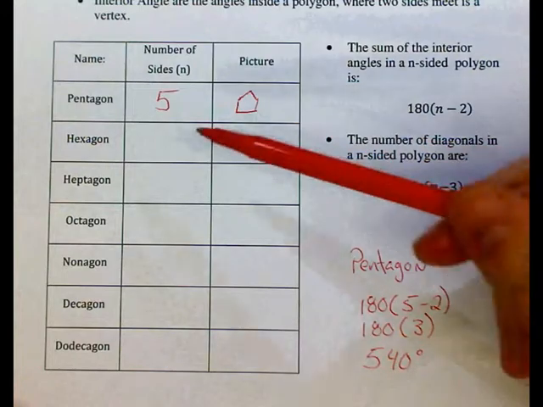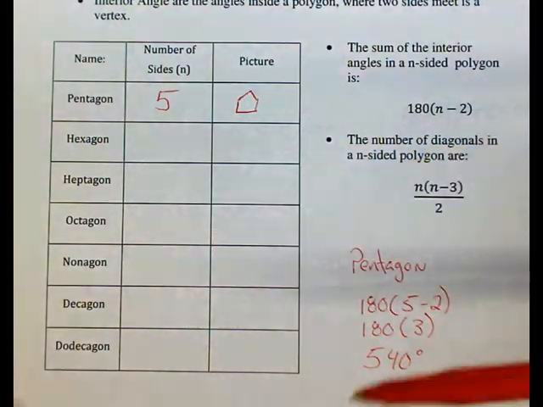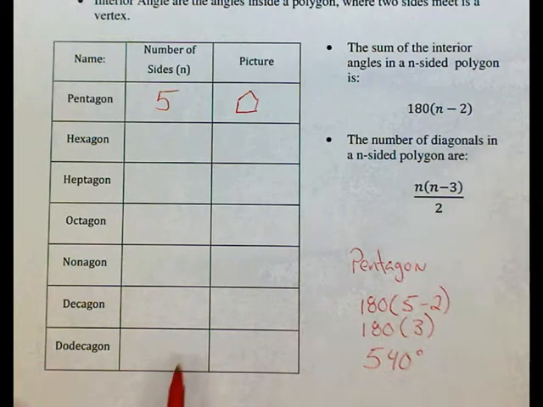Your task, of course, will be to complete the chart. Hexagon, heptagon, octagon, and so forth. Provide the number of sides and a picture of what it would look like.